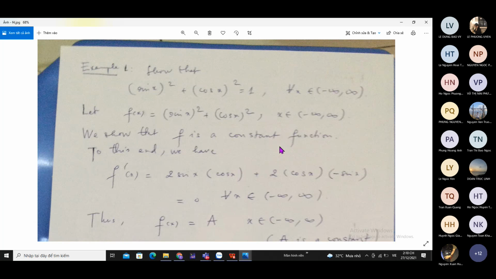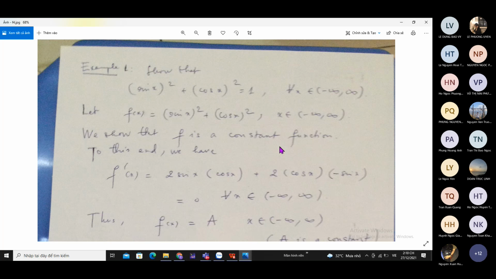Yes. Okay. In high school, you use very, very often sine of x squared plus cosine of x squared equals 1 for every x, right? I do believe that every student in this class learned it already and used it very often in high school. Okay. The question here is how to prove it.